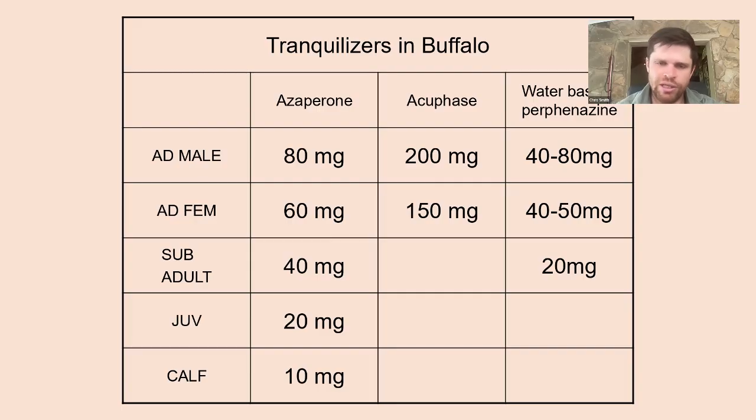The biggest difference between these is the length of action. A drug like azaperone is a couple of hours. Generally we see by about 8 hours at the absolute max that the azaperone is completely out of the system. But when we're busy doing transport, we can top up those animals with azaperone every 2 to 4 hours at least.